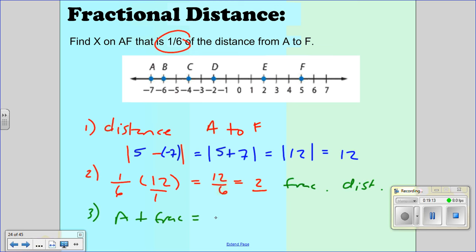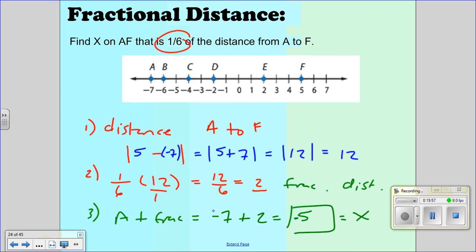So our starting value was A, which is at -7. Our fractional distance was 2. And if I take -7 plus 2, I would get, sorry, -5. -7 plus 2 is a -5. So point X would be located at -5, and -5 would be 1/6 of the distance between A and F. That's how to interpret that.